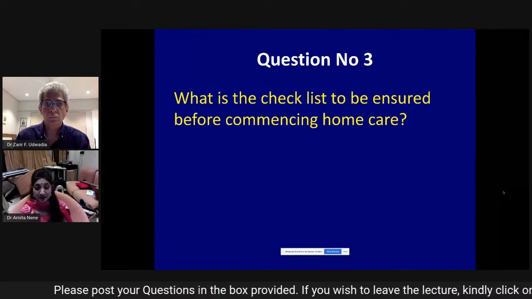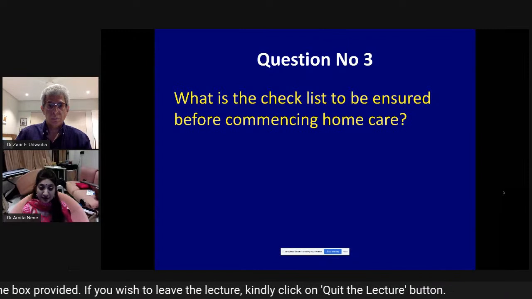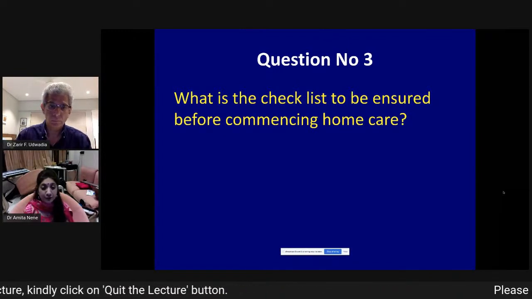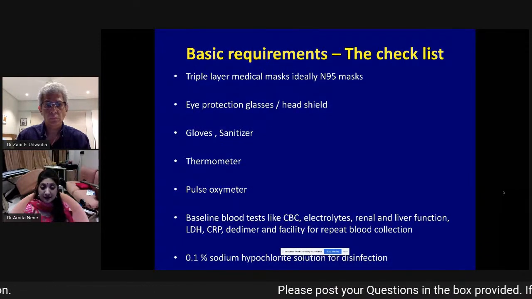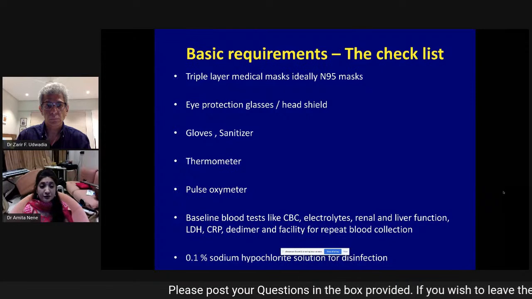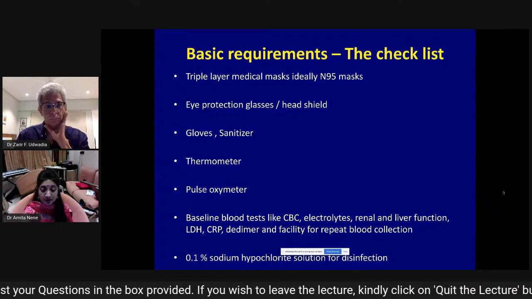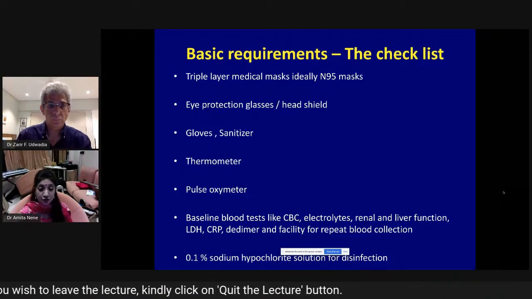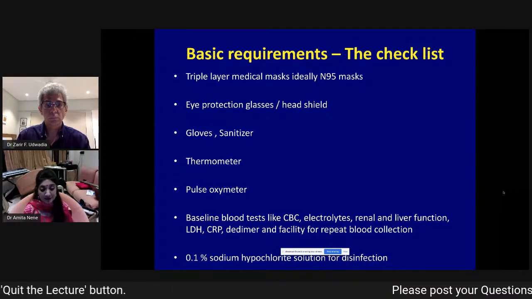So after addressing each of these important factors, a very important question asked of us is, what is the checklist to be ensured before commencing home care? This is very, very important because we have certain basic requirements. There should be a triple layer medical mask. Ideally, N95 masks should be available in plenty. Eye protection glasses or head shields also should be available. There should be gloves, sanitizers, thermometers, pulse oximeters.